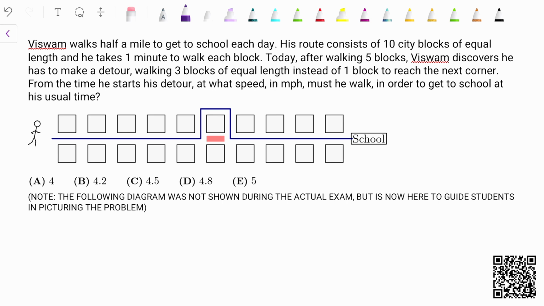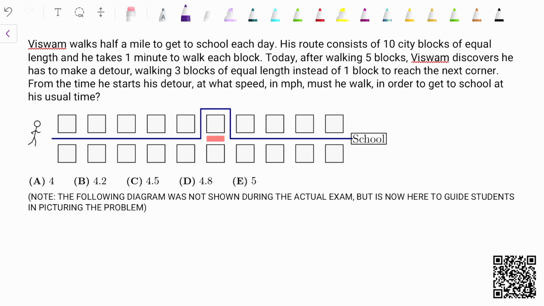Viswam walks half a mile to get to school each day. His route consists of 10 city blocks of equal length, and he takes 1 minute to walk each block. Today, after walking 5 blocks, Viswam discovers he has to make a detour, walking 3 blocks of equal length instead of 1 block to reach the next corner. From the time he starts his detour, at what speed in miles per hour must he walk in order to get to school at his usual time?